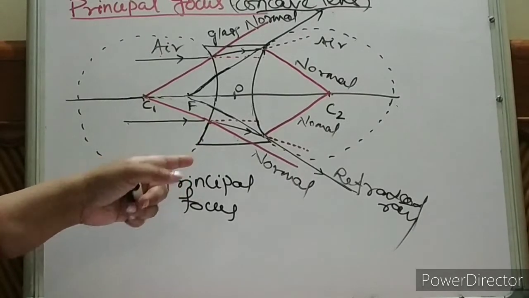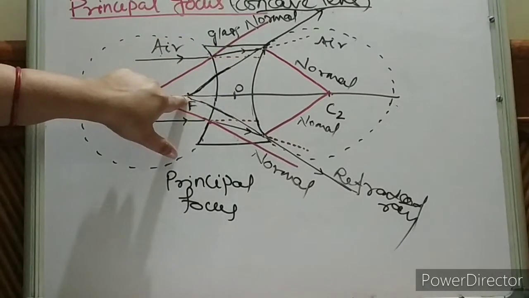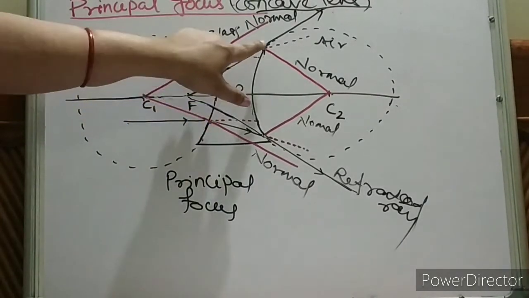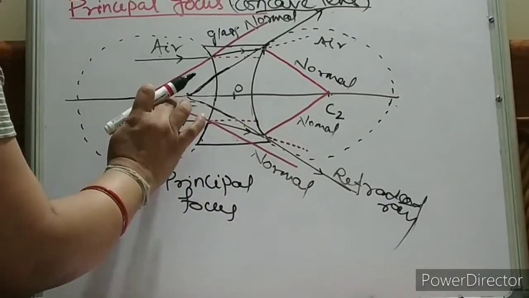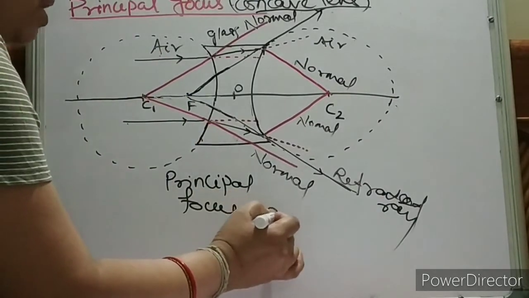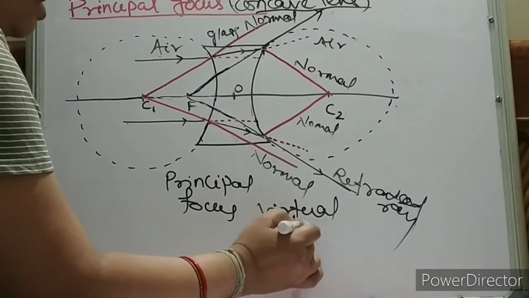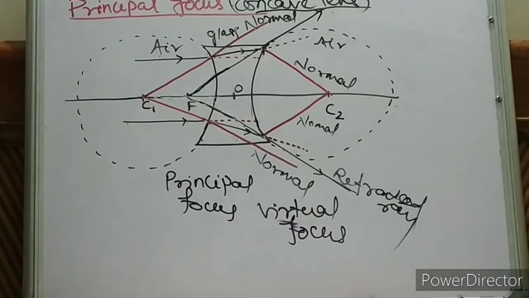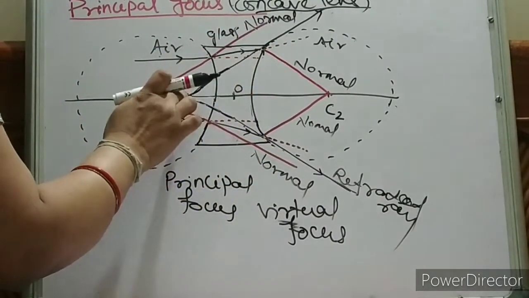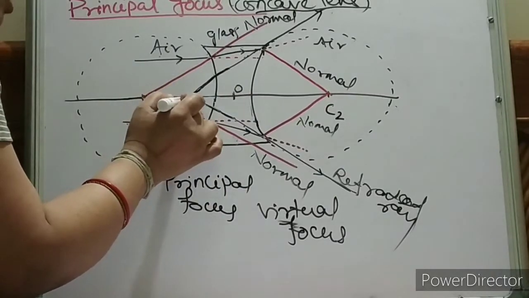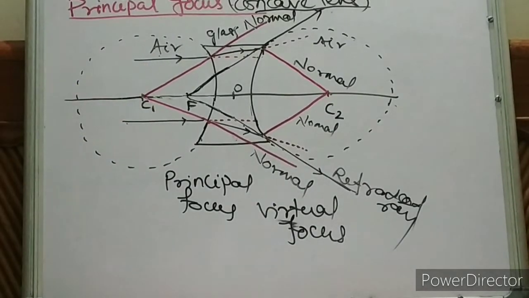Before doing that, see children, here the rays of light are not meeting at a real point. We are only producing the ray of light like this. So this is not a real focus. This is a virtual focus, children. Is it clear? Since we are producing this divergent ray back and they are meeting at the principal axis at this point, this focus is a virtual focus.